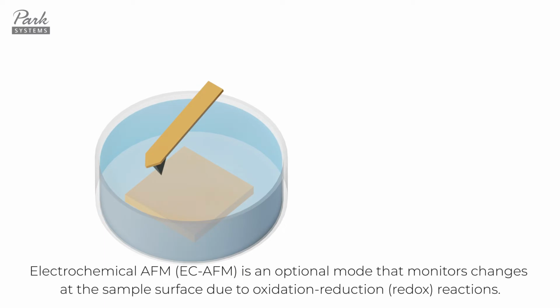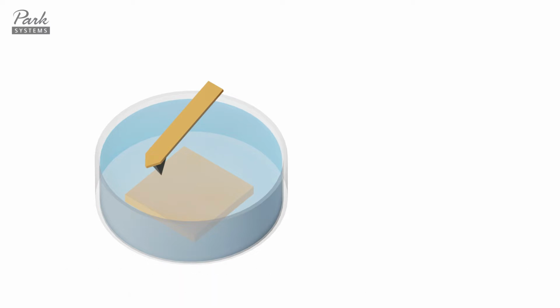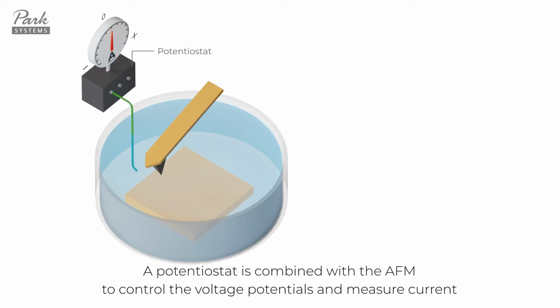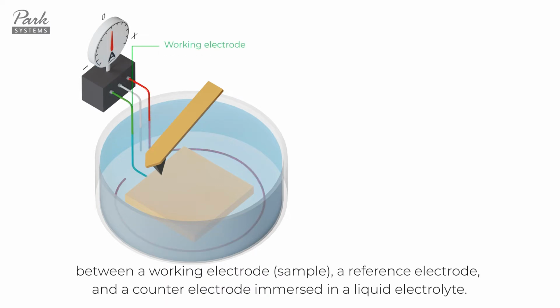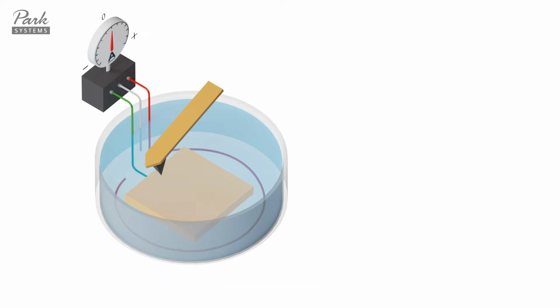Electrochemical AFM is an optional mode that monitors changes at the sample surface due to oxidation-reduction reactions. A potentiostat is combined with the AFM to control the voltage potentials and measure current between a working electrode, a reference electrode, and a counter-electrode immersed in a liquid electrolyte.